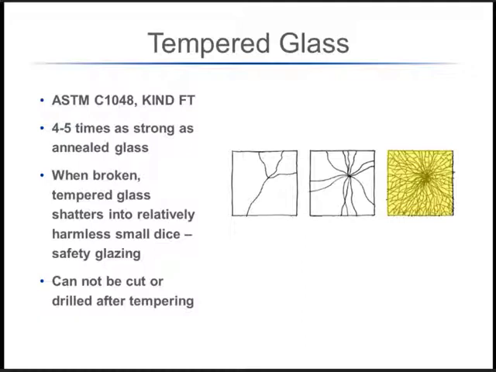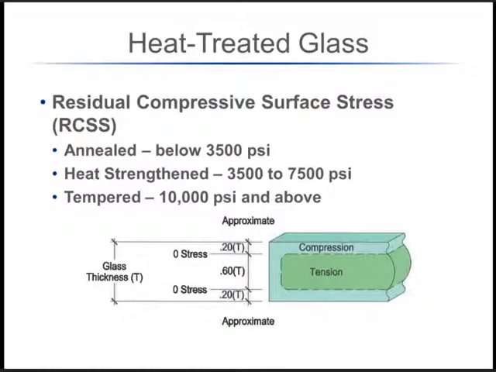So with heat-treated glass, you end up, like we talked about, with a compression layer basically on the top 2 surfaces and along the edge, and then obviously for equilibrium, there's a tension area in the middle. So that compression layer, or what we refer to as the residual compressive surface stress, ends up being different for each type of glass. The stress amounts you see here are again governed by those ASTM standards. So annealed is anywhere below 3,500 psi. The heat strengthened there in the middle is from 3,500 to 7,500, and the tempered from 10,000 and above.